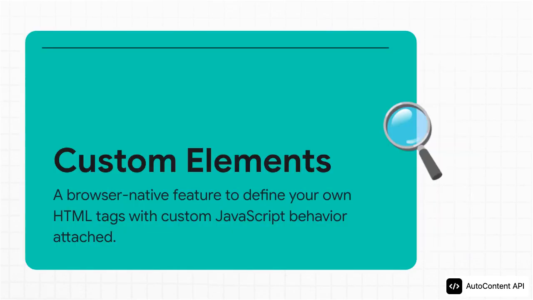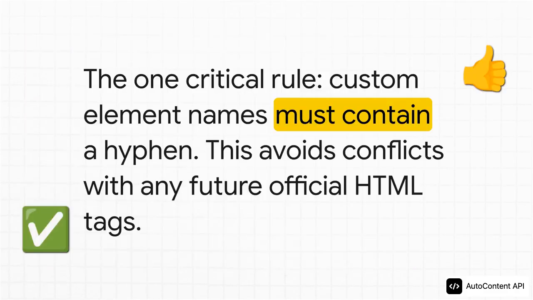So what are they, really? Well, in short, they let you invent your own HTML tags. Imagine creating a tag called, say, optimistic form that just knows how to handle this instant update logic. You define that behavior one time in JavaScript, and then you can just reuse that Lego brick anywhere you need it.